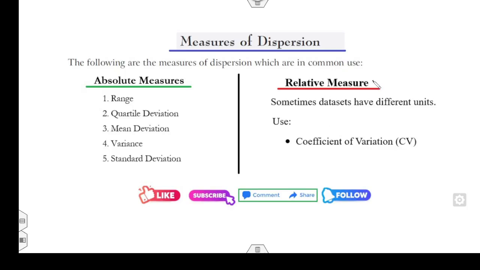Always remember, the relative measure corresponding to the range is called the coefficient of the range. Corresponding to the quartile deviation, we call it the coefficient of the quartile deviation. Corresponding to the variance and standard deviation, we can also define the relative measure. Today I will explain the first method, called the range, of the measures of dispersion.